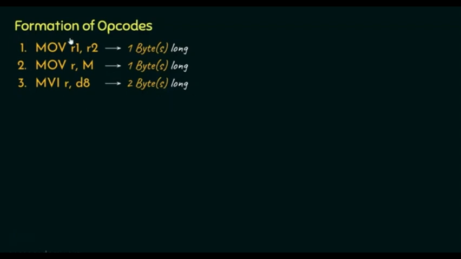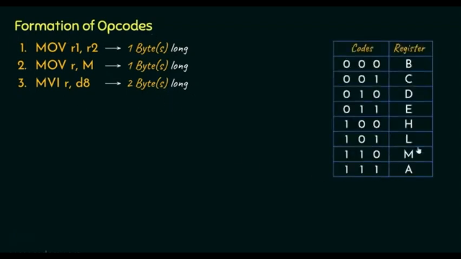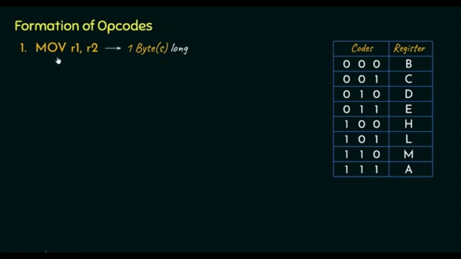Now, in the formation of the opcodes, the register codes are going to play a very significant part. So we will need that as well. So let's begin with the first type, that is MOV R1, R2. Remember, these are 1 byte long instructions. Now, if you notice, this is just a type of the instruction. It's not a specific instruction. So we cannot form the opcodes for a type.